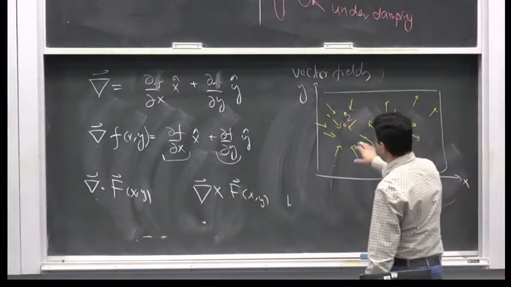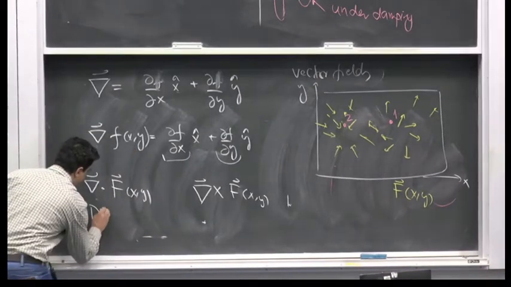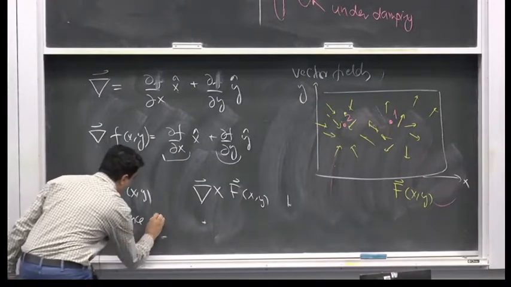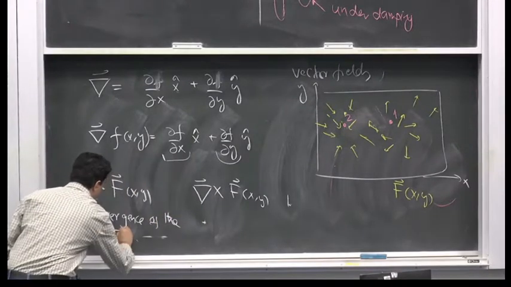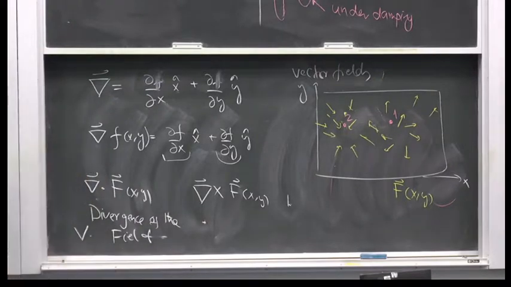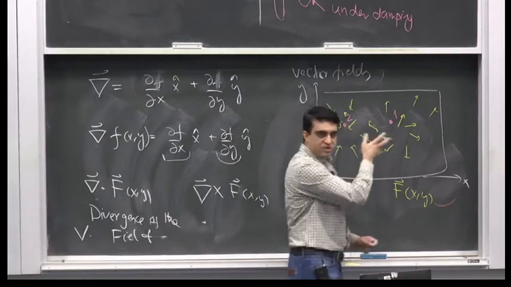So this del dot f gives you information about the divergence of the vector field, that is, whether a vector field at a certain location is coming out or whether it's going in. Similarly, if you do it for this one, it will also give you that information.